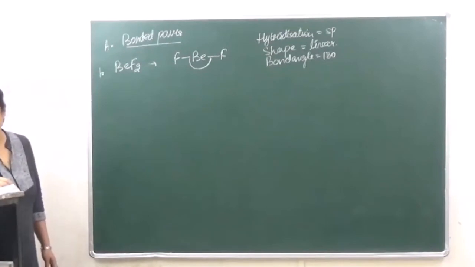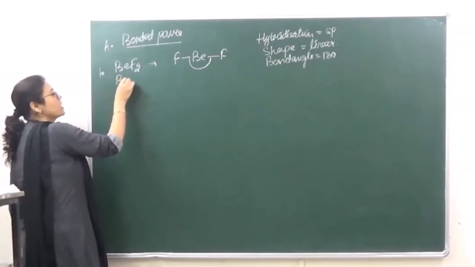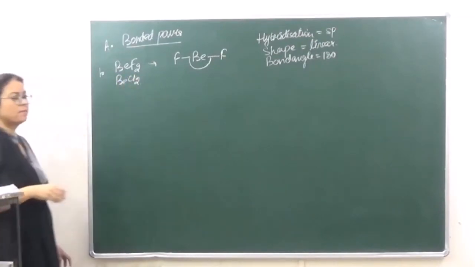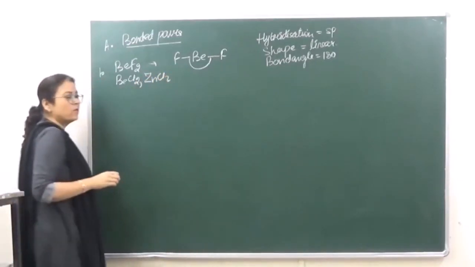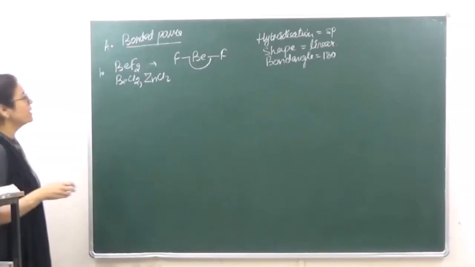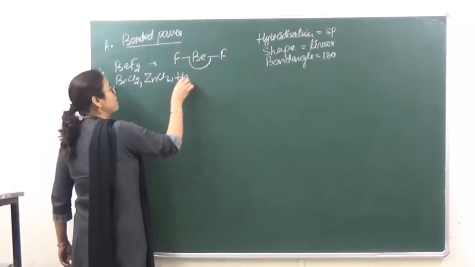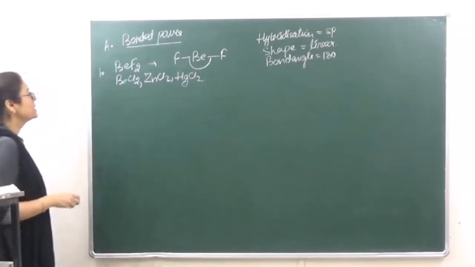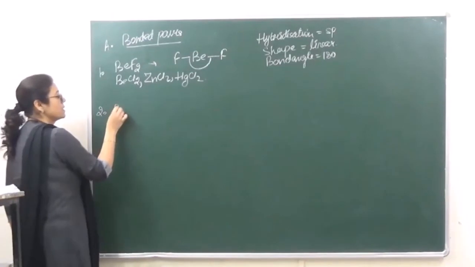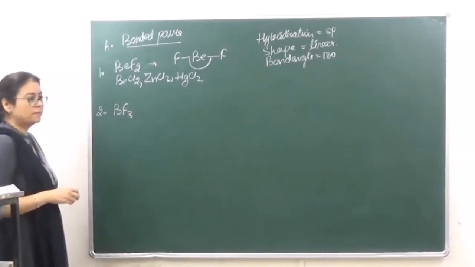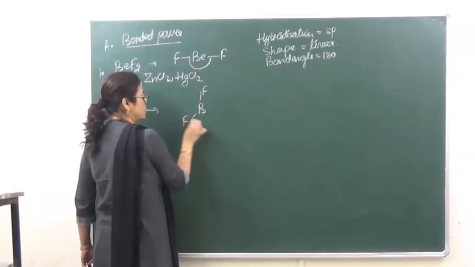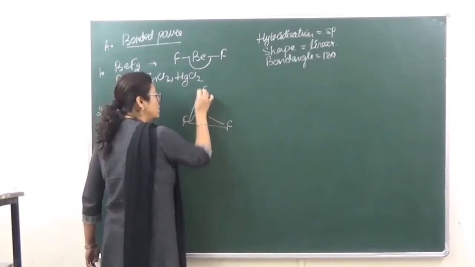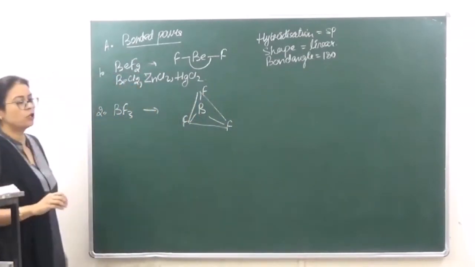Right? Other examples of this are BeCl2, sorry. Another example which is going to follow the same trend, that is BeCl2. Then we have zinc chloride. Zinc chloride will also have the same shape, and we have HgCl2. Okay? The second molecule which we are going to discuss is BF3. This is going to be the molecule of BF3.